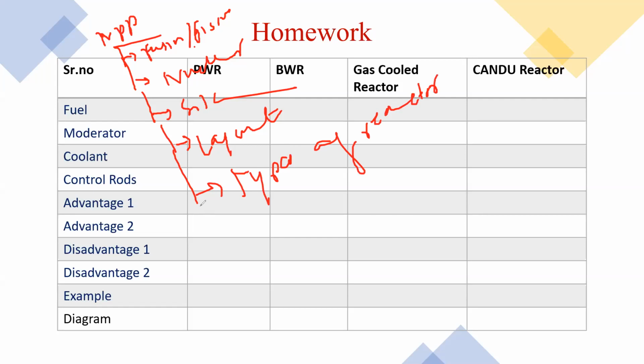Then after types of reactor, we see 4 types of reactor. Okay, I think everyone is now comfortable with all reactors, PWR, BWR. I just write the short form, gas cooled reactor, and this is your cadmium deuterium reactor. Okay, so this is the way we complete this nuclear power plant.